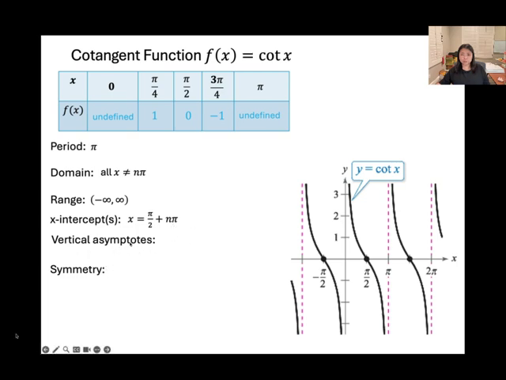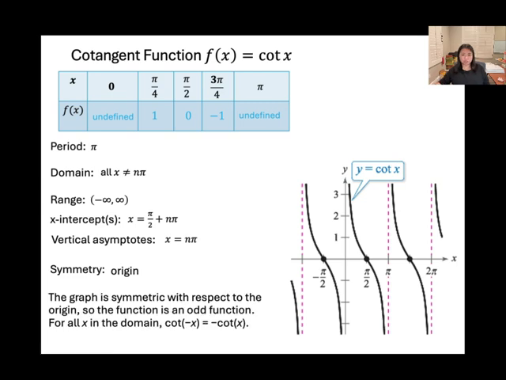Vertical asymptote, that will be the same idea as the domain, but this is just x equals n pi. And then symmetry, same idea, that will be the origin. So this is also an odd function, because when you plug in cotangent of negative x, that will be equal to negative cotangent x. Pretty similar to the tangent x, but the graph is going to be decreasing from left to right. And you could think of the graph as shifted pi over 2 to the right.